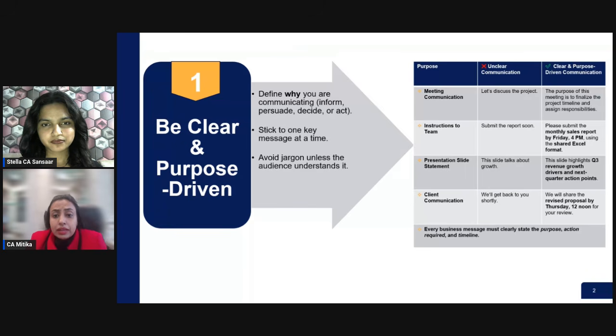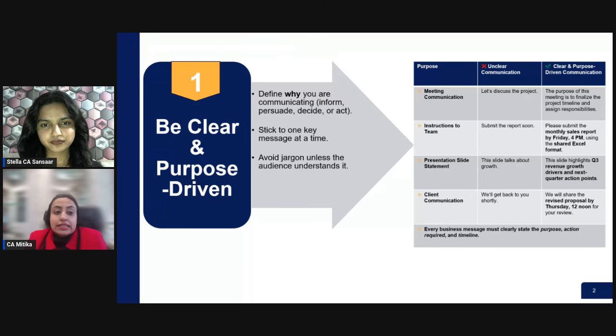Let's take another example. Our presentation slide statement says "this slide talks about growth." What growth? Revenue, expenses, nothing specified. Again, unclear communication. Let's make it purpose driven and rephrase it as: this slide highlights Q3 revenue growth, drivers, and next quarter action points. Purpose driven. Now we are communicating with our client and we just term it as "we'll get back to you shortly." Unclear communication: when, for what purpose, with what precision will we get back to the client? Let's make it purpose driven and rephrase it as: we will share the revised proposal by Thursday, 12 noon for a review. So, clear and purpose oriented.